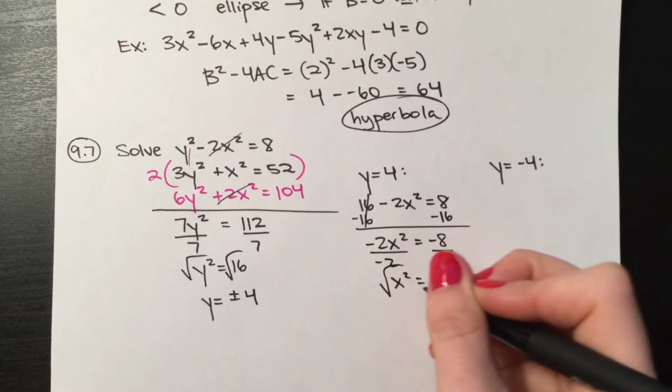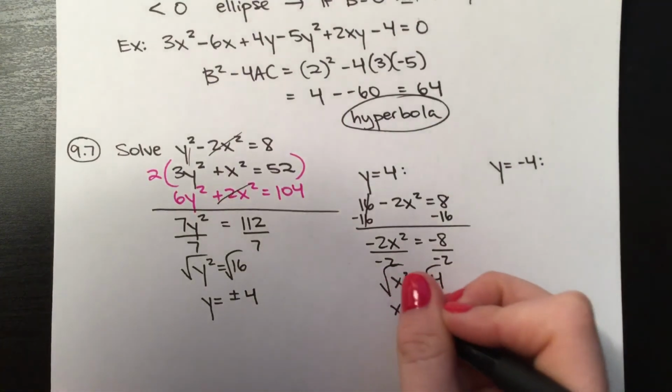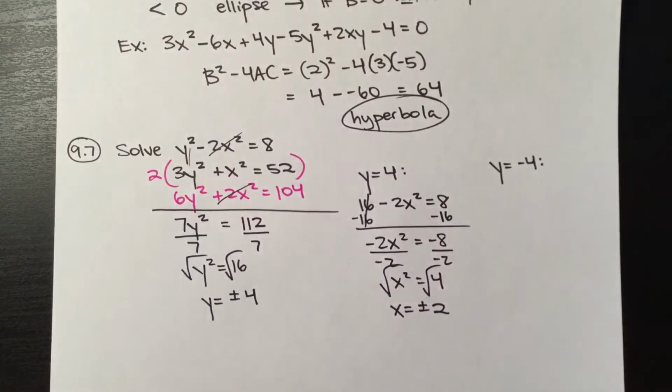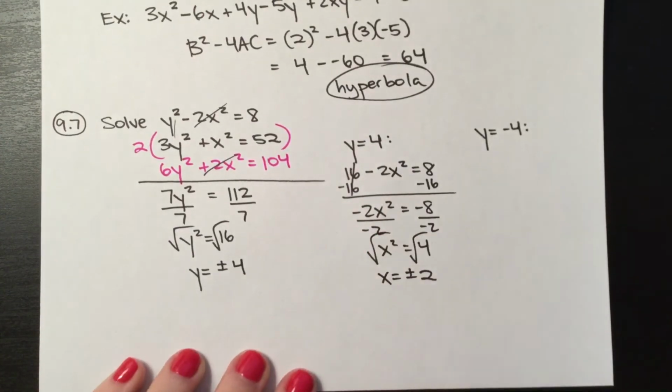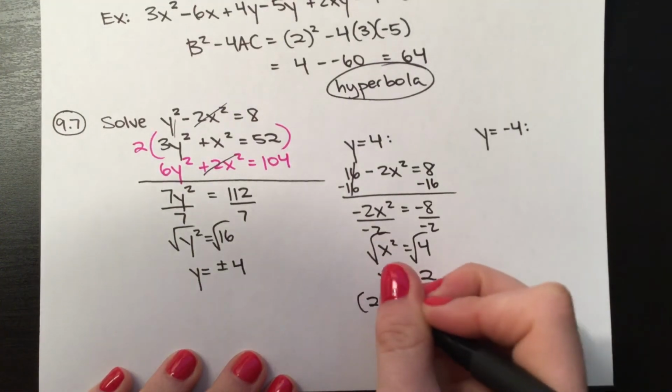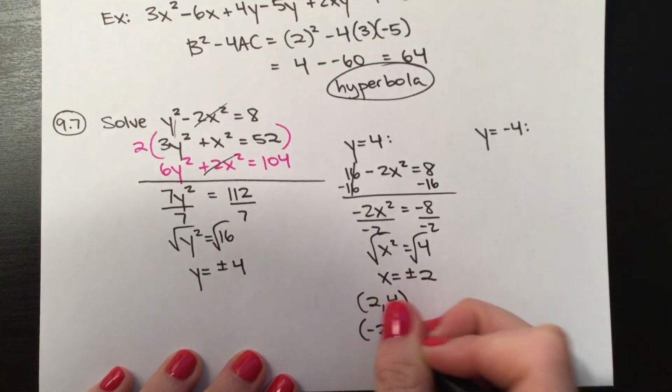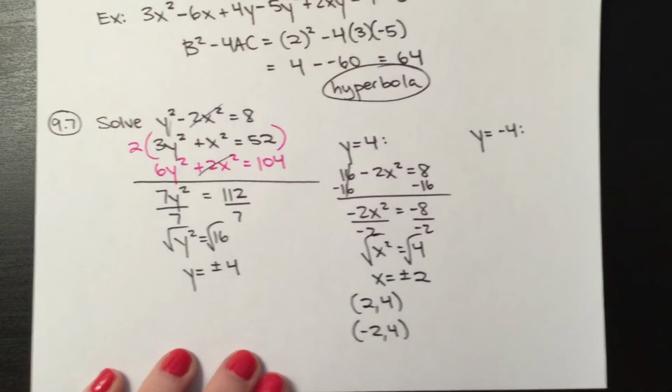And then same thing when we square root here. Square root, don't forget your plus or minus. Okay, so with 4, I could either have a positive 2 or a negative 2. So I could have positive 2 with 4, or I could have negative 2 with 4. So there's 2 ordered pairs already.